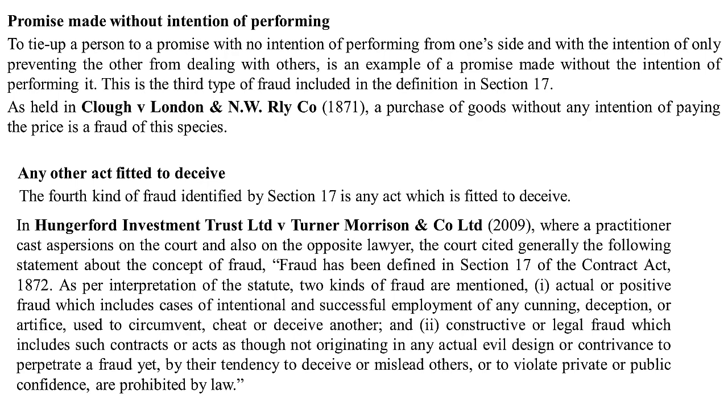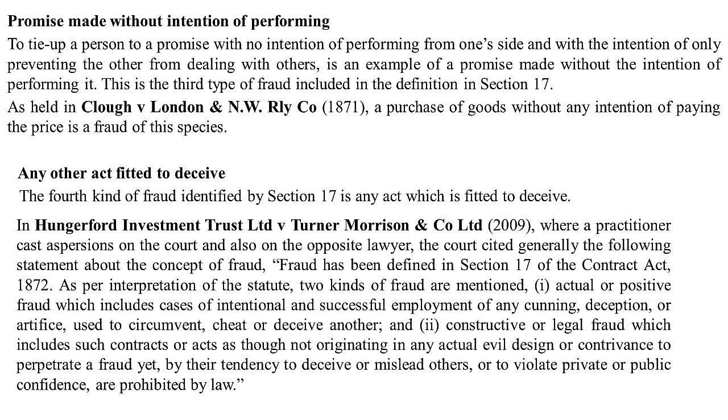That fraud, as defined in section 17 of the Contract Act of 1872, as per interpretation of which, two kinds of fraud are mentioned. Number one, actual or positive fraud, which includes cases of intentional and successful employment of any cunning, deception or artifice used to circumvent, cheat or deceive another, and number two, constructive or legal fraud, which includes such contracts or acts as, though not originating in any actual evil design or contrivance to perpetrate a fraud, yet by the tendency to deceive or mislead others or to violate private or public confidence, are prohibited by law. So this was a keen observation of the court in the given case.